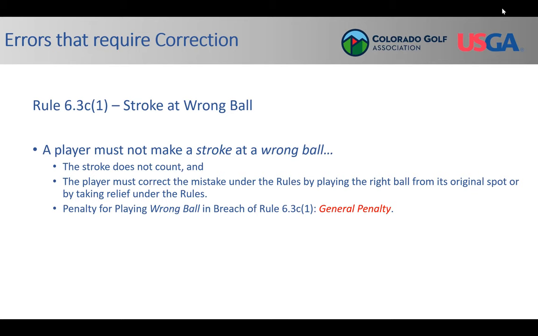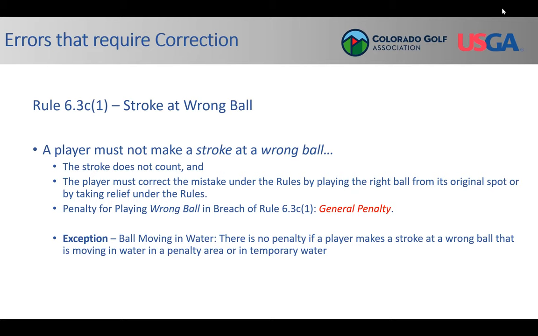But we have to make that correction by playing the right ball from somewhere, whether that's going back and searching for three minutes for the ball we should have hit, and then, if we can't find that ball by searching for it, taking another penalty stroke under stroke and distance, going back to where we last made a stroke. However we do it, we need to get a ball back into play, or play that right ball, our ball that was in play. We need to make that correction.